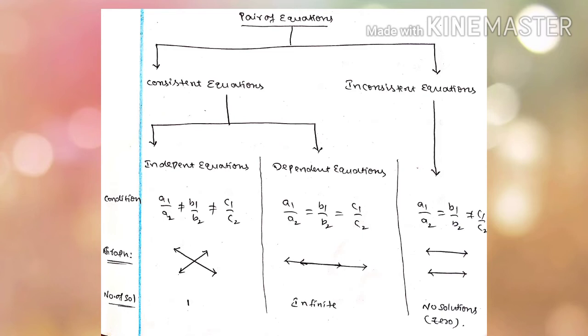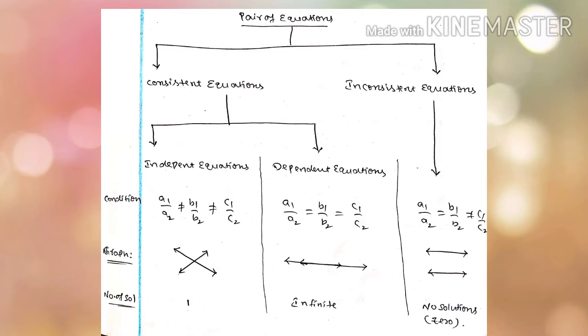Condition for the independent equations is a1 by a2 is not equal to b1 by b2. The third one, c1 by c2 equal or not equal, that is not necessary. Simply a1 by a2 not equal to b1 by b2 is enough. Third one generally we will write as not equal. And next one, dependent equations: a1 by a2 equal to b1 by b2 equal to c1 by c2, all are equal, then it is called the dependent equations condition. Inconsistent equations: a1 by a2 equal to b1 by b2 not equal to c1 by c2, they differ by their constant only.